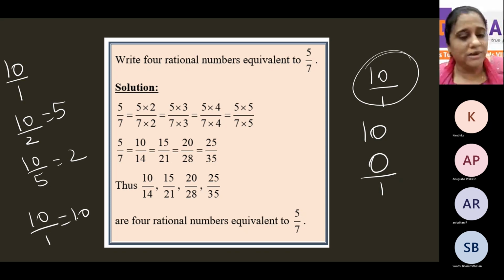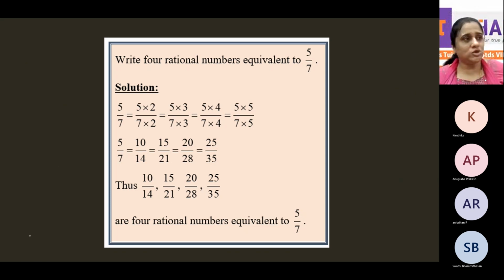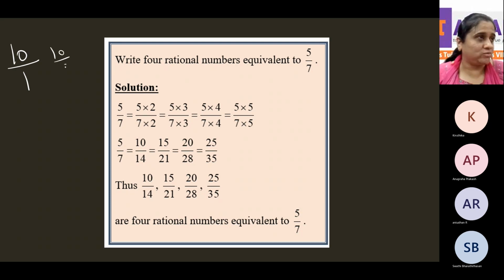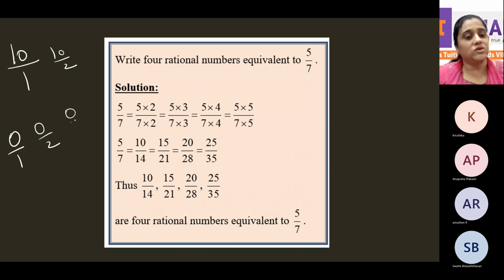But if you write 10 as 10 by 1, 10 by 1 is still 10 only. You can give a denominator so that the value still remains the same. The value should not change, right? So 10 can be treated as 10 by 1, which is integer by integer. So it's a rational number. But now you cannot write 10 as 10 by 2. But in the case of 0, 0 is a rational number because 0 is 0 by 1, 0 is 0 by 2, 0 is 0 by 3.